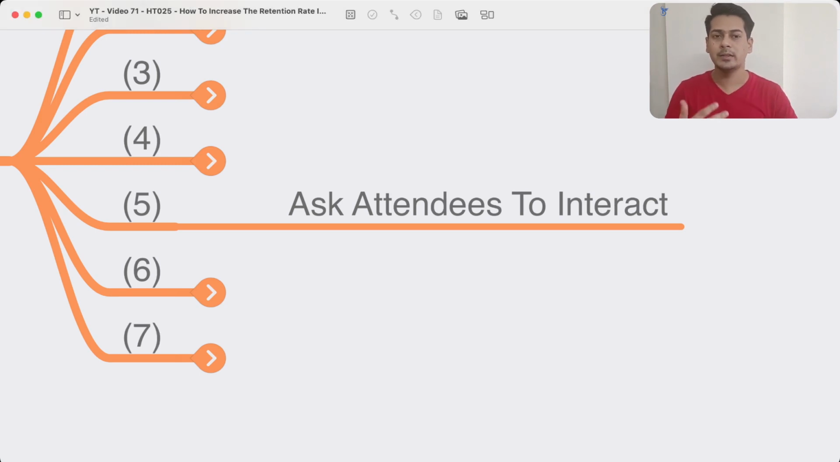When you ask them to interact, they are on their toes. They know, okay, I have to type this, I have to type that, because whatever they type is a reflection that they are paying attention. So I ask my attendees to type every 2-3 minutes, sometimes after 4-5 minutes, especially if I'm talking about something important, but usually after every 2-3 minutes.